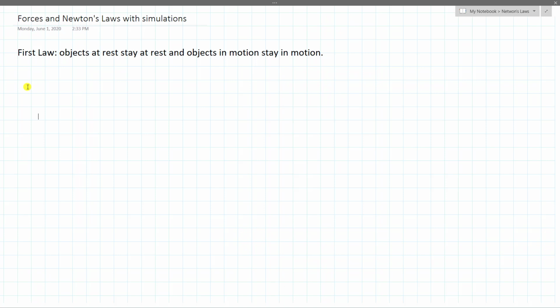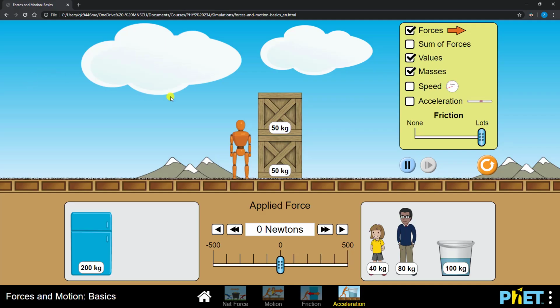And I'd like to show that with a simulation. So let's bring up the simulation. This simulation is from PhET from the University of Colorado. What we see here is there's a bunch of things we can do. Here's a little wooden figure. This is our laborer. This wooden figure is going to push. We can put anything against this figure to have it push. What I have is two 50-kilogram crates stacked against each other. So that's a pretty heavy 100-kilogram mass.